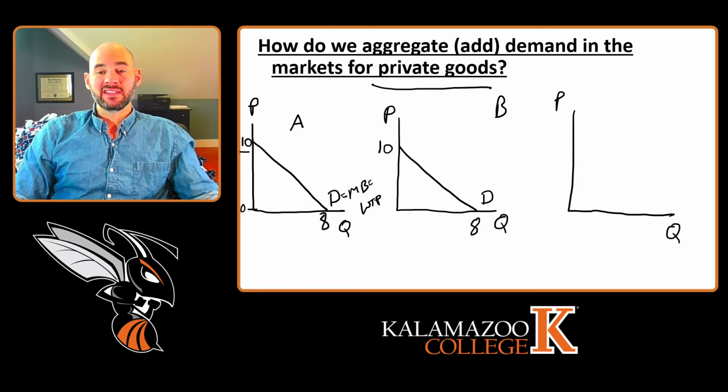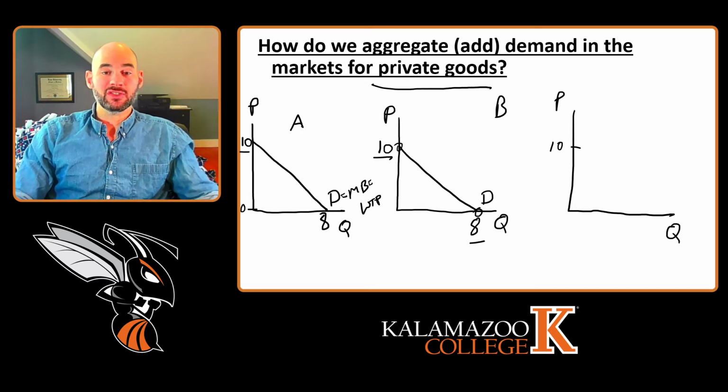So how do we add these two? Well, let's again focus on these intercepts, on the corners here of 10 and 8. So when the price is 10, how many units are going to be demanded? What is going to be the quantity demanded when the price is 10? Well, both consumer A and consumer B demand 0 when the price is 10. That is their choke price.